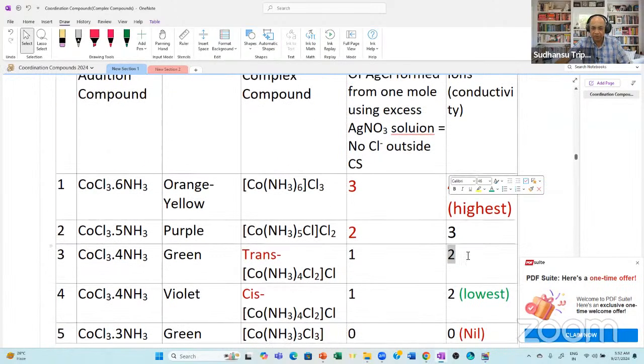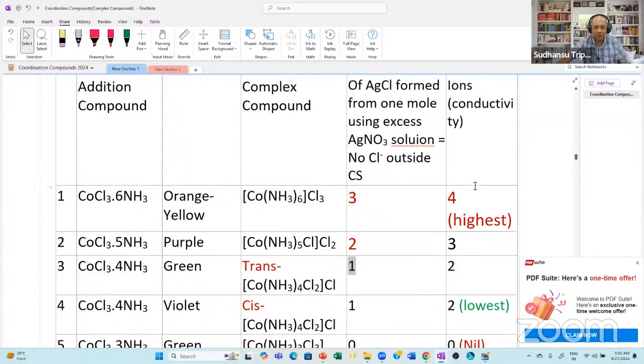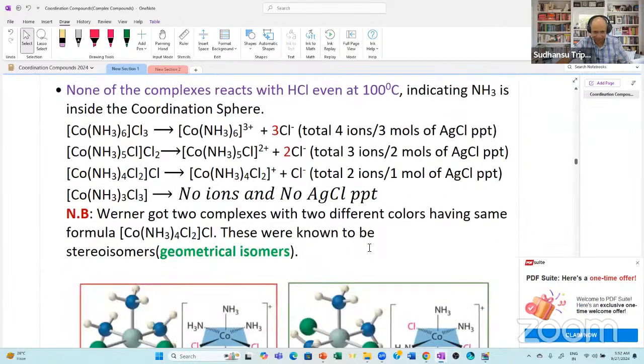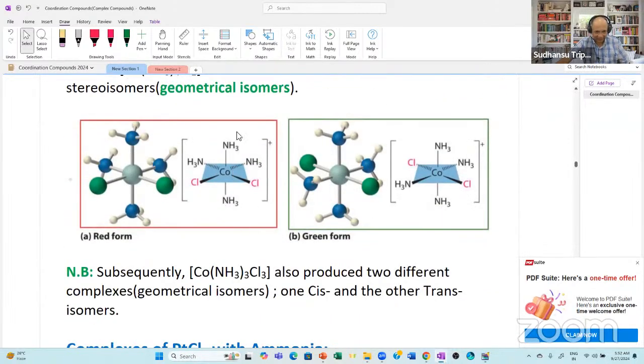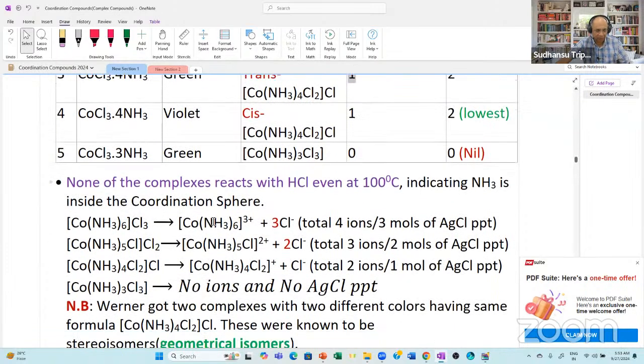So this is conductivity, I'm sorry, and this is the number of moles. We had interchanged the columns that we wrote in our copies, but here the columns are opposite. Doesn't matter. The more the total number of ions, the less the silver chloride precipitated. Now see here, this is a trans isomer. This is actually purple. Some people call it red.